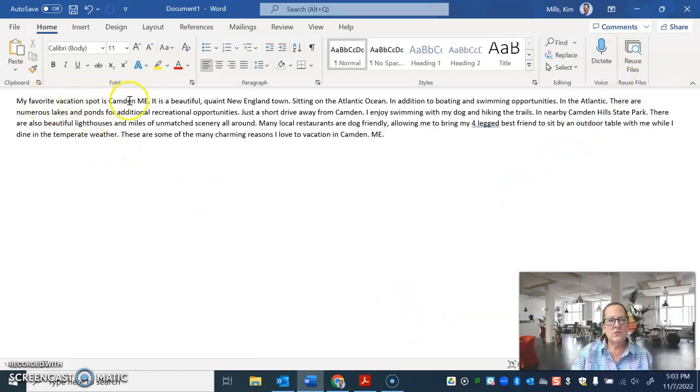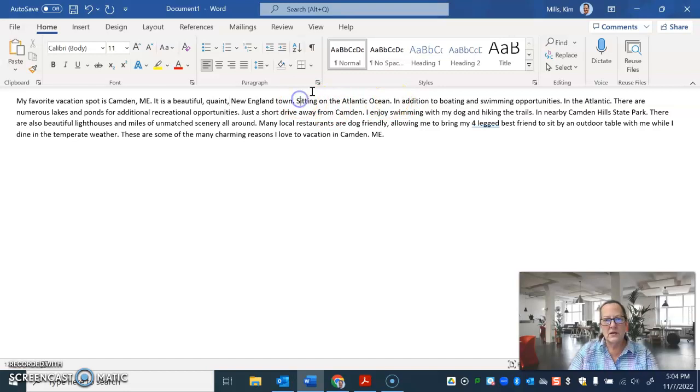So, as you can see, it wrote the paragraph. There is some punctuation my editing self would want to do to this. So I guess if I spoke perhaps commas, it would add those in, but there would be editing, it looks like, for someone to do once this is written. Beautiful, quaint, I would put a comma there as well. New England town, sitting on the Atlantic Ocean.